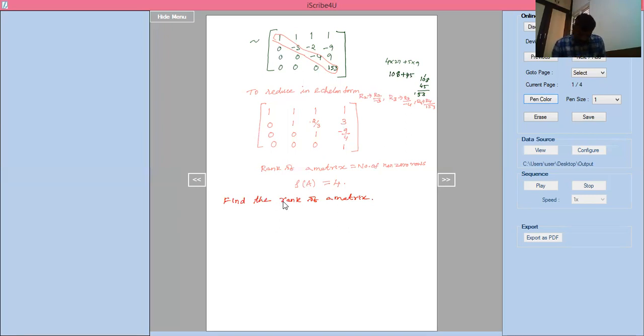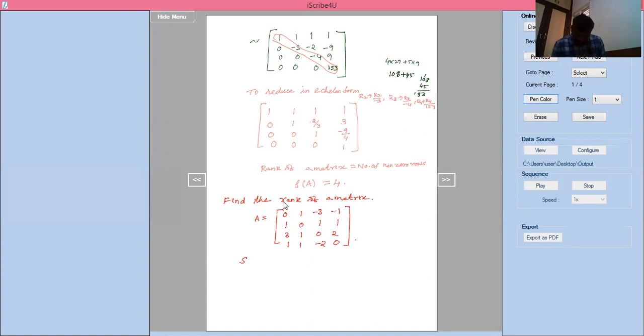A equal to, so first row should be 0, 1, minus 3, minus 1. Next row should be 1, 0, 1, 1. Next row should be 3, 1, 0, 2. Next row should be 1, 1, minus 2, 0. This is nothing but the given matrix. For this, you have to find the rank of a matrix.